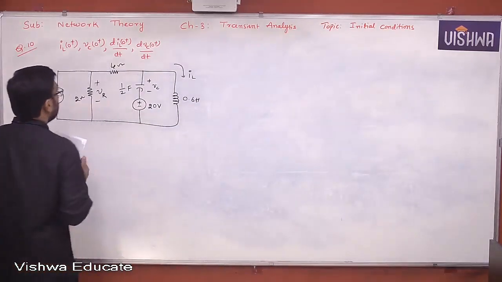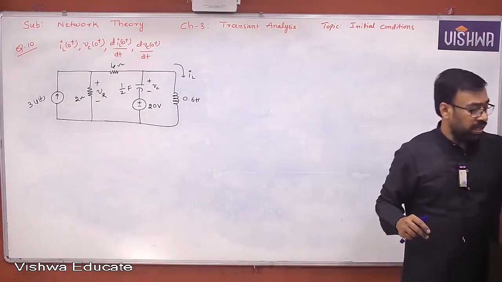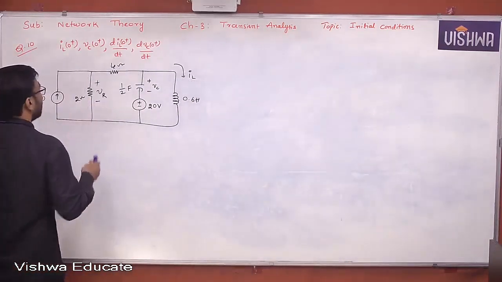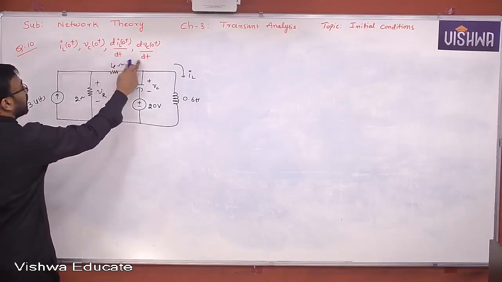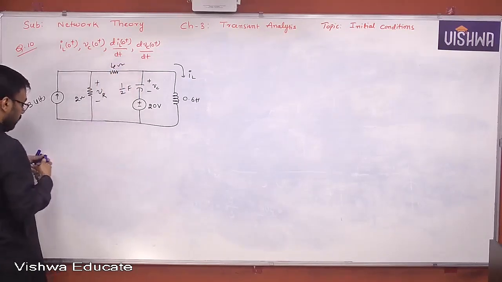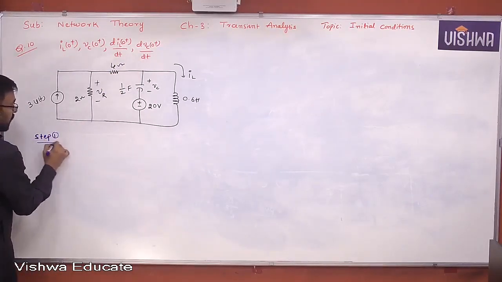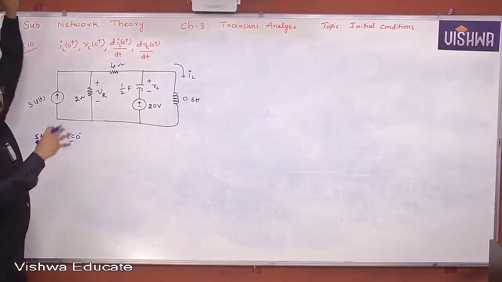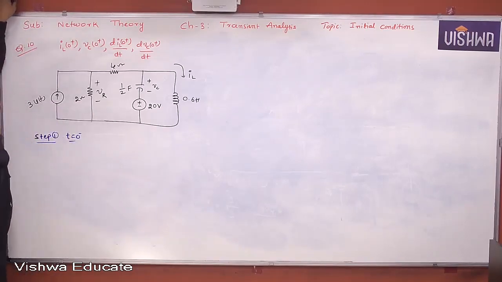Look at this. He is asking IL of 0 plus, VC of 0 plus, current through inductor, voltage across capacitor. Even similarly the derivative terms. So obviously from the first step itself these two can be calculated, and from the second step these two can be calculated. But of course the first step is mandatory. So step 1, construct the t equal to 0 minus equivalent. But here the switching operation is not given. Understand? Switching operation is not given.